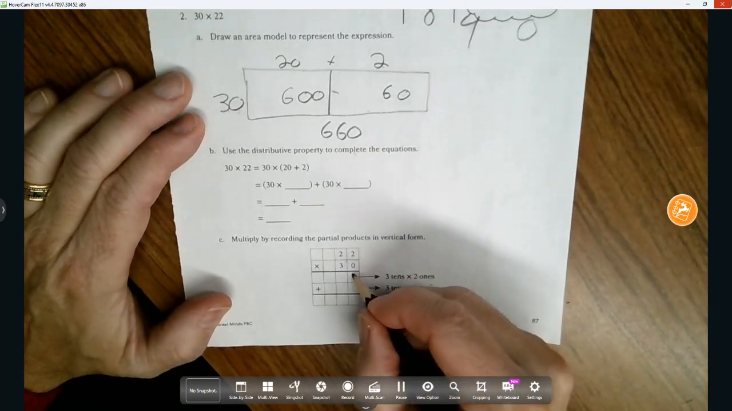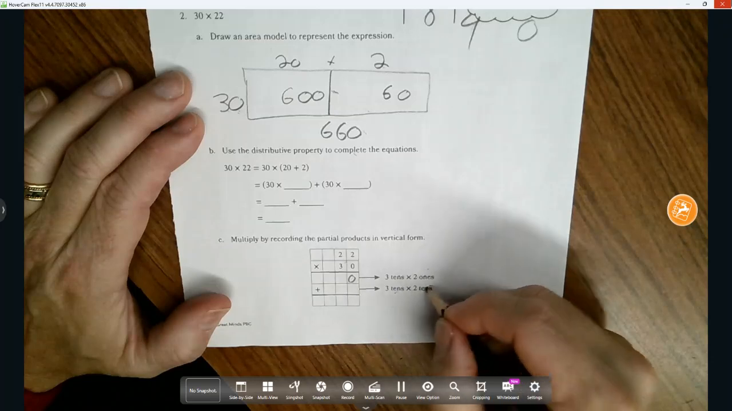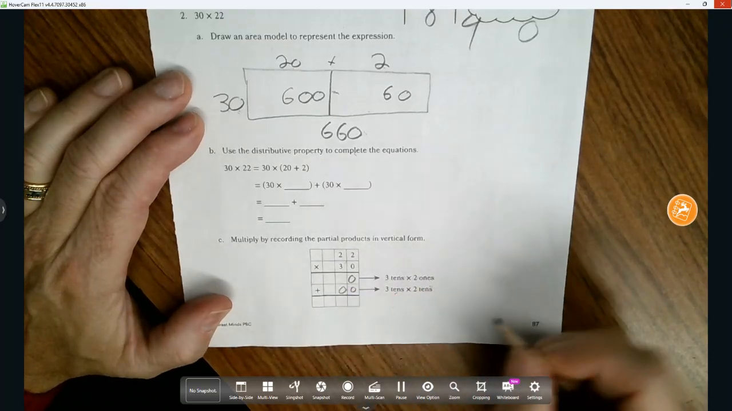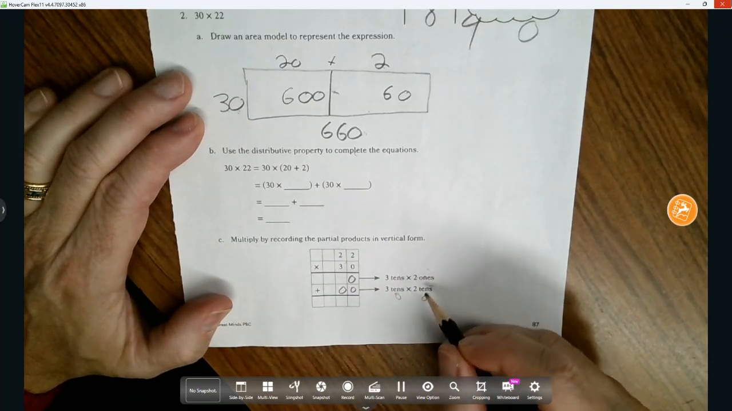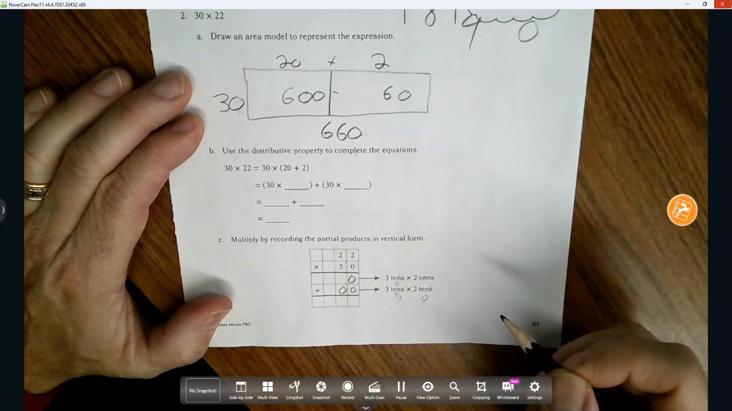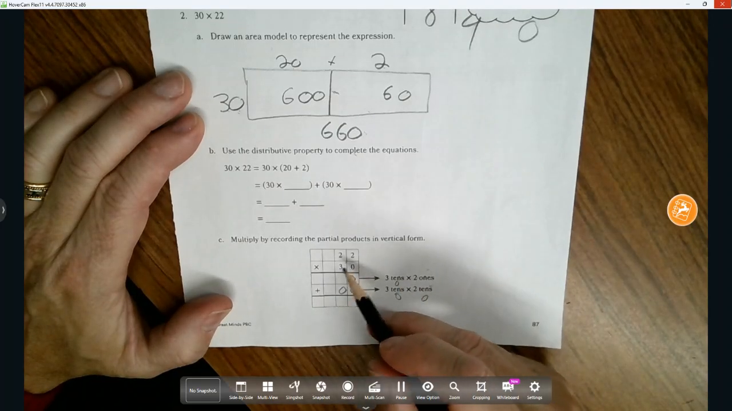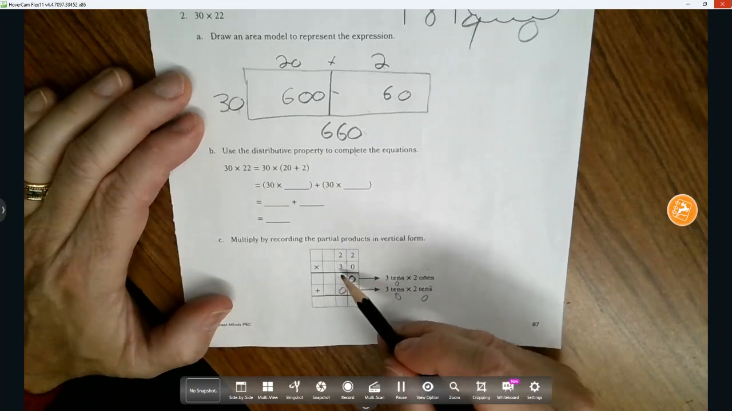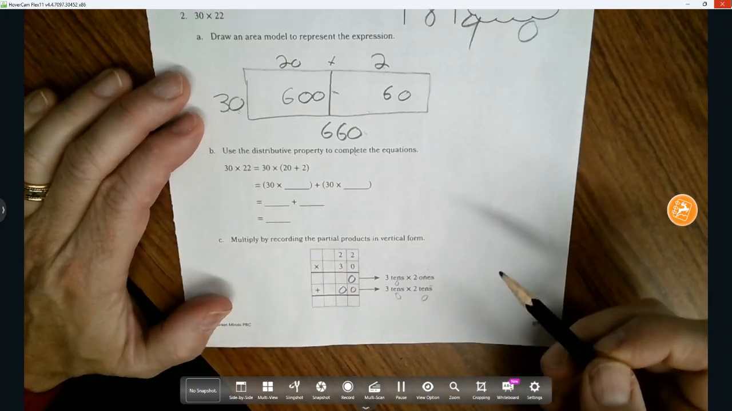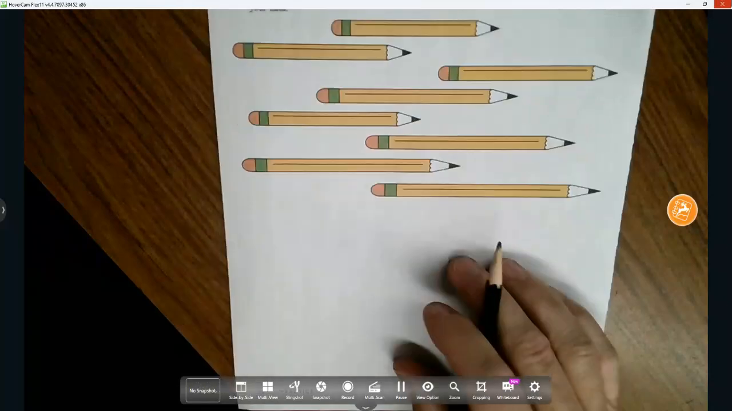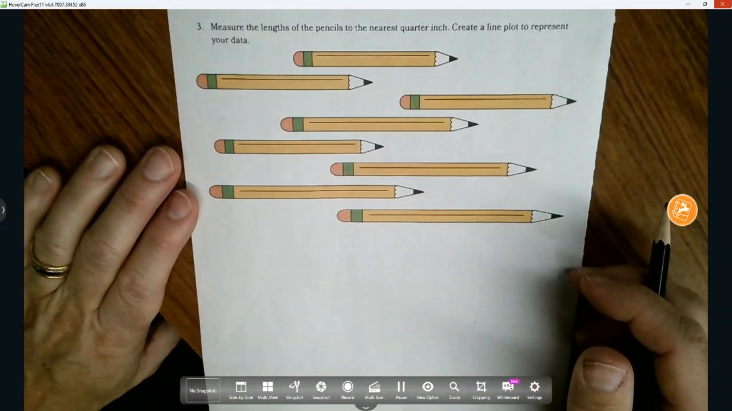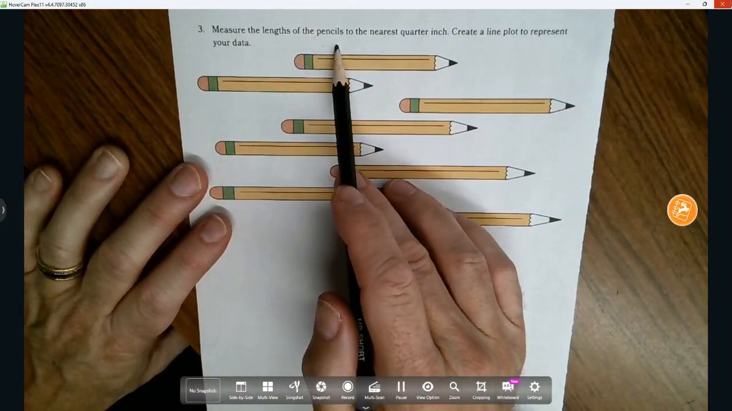Okay, 3 tens, put that 0 there. I'll help you out. 2 tens, 0, 0. Because we have a 0 here and we have a 0 here. Over here we have 1 0. Okay, now you just got to do your multiplication. Multiply this by this, then jump over, multiply this by this, and that goes here. So this is line 1, this is line 2. Hope that helps.